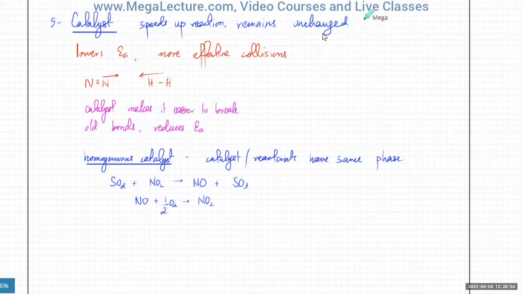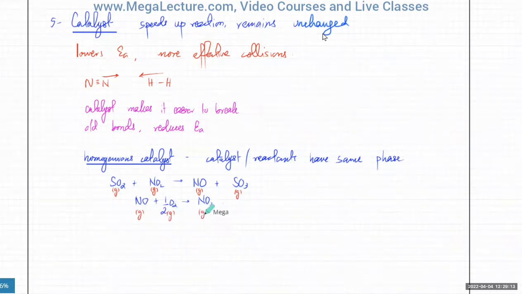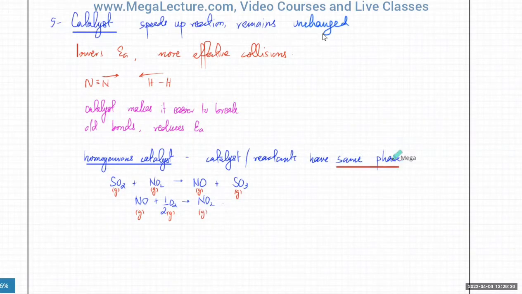So this homogeneous catalyst is an example where all of them are in the gaseous phase. SO2 is a gas, and our catalyst NO2 is also a gas, so they're all in the same phase. That is simply homogeneous: they have the same phase or same state. And there's another one, which is a heterogeneous catalyst.